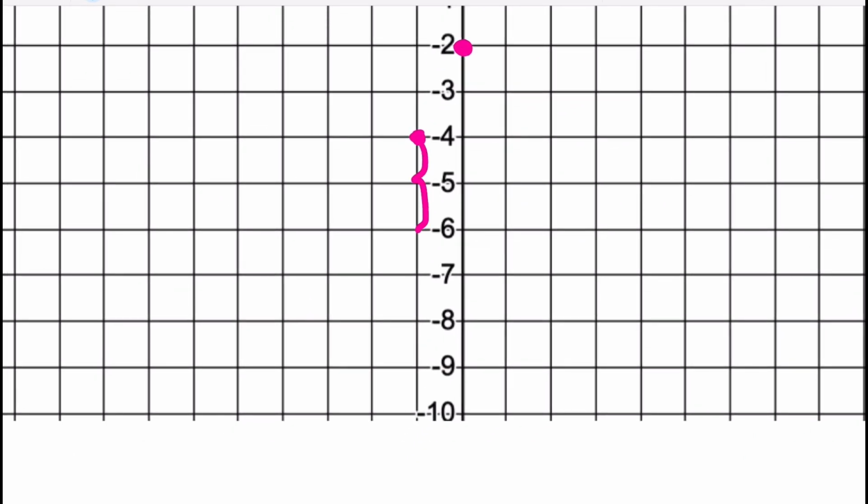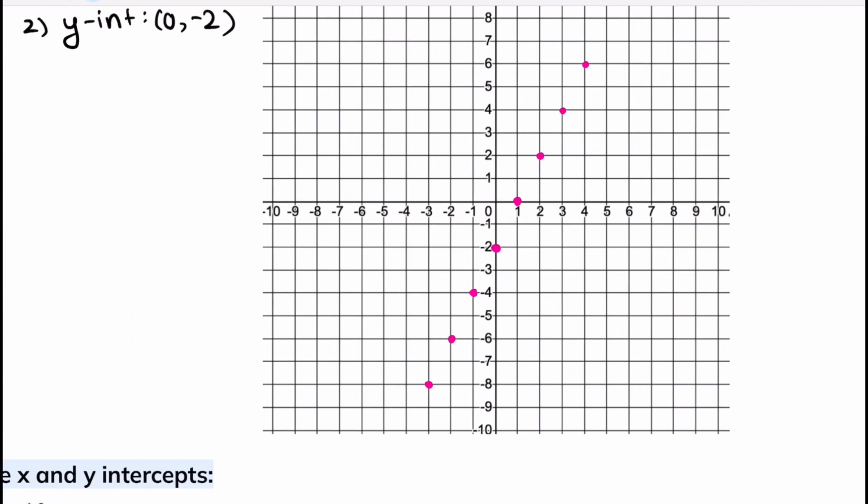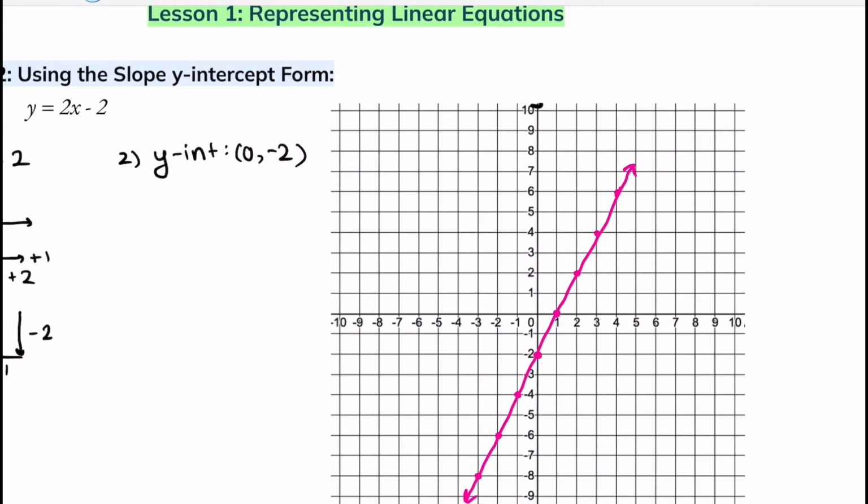Now we're going to go 2 units down and 1 unit left. 2 units down, 1 unit left. And there we have our line. So you can now connect all of the points and you can label your line. So this is y is equal to 2x minus 2.